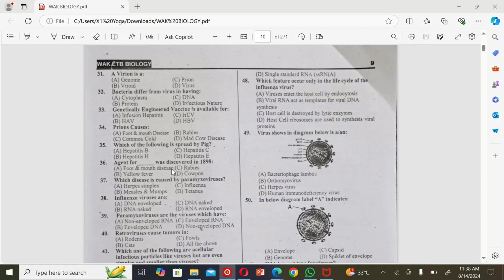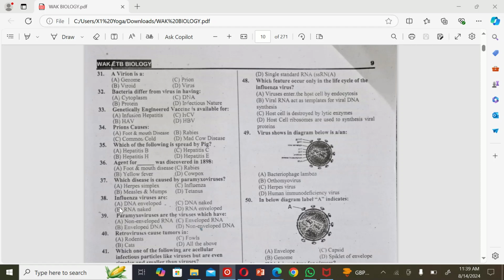Foot and mouth disease. The next MCQ is: which disease is caused by paramyxoviruses? A, herpes simplex, B, measles and mumps, C, influenza, and D, tetanus. The correct option is B, measles and mumps. The next MCQ is: influenza viruses are A, DNA enveloped, B, RNA naked, C, DNA naked, and D, RNA enveloped. The correct option is D.